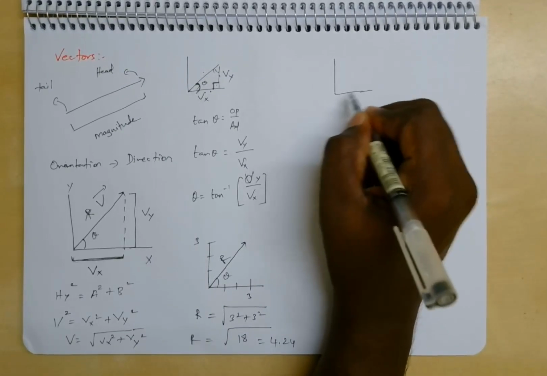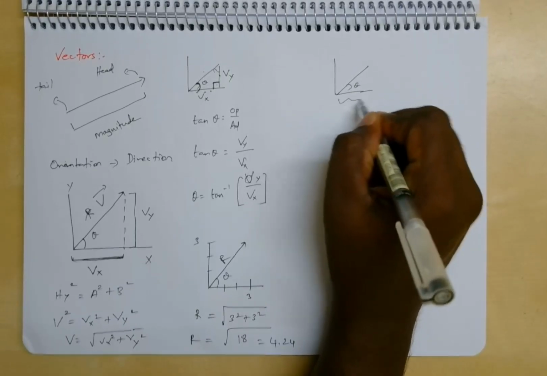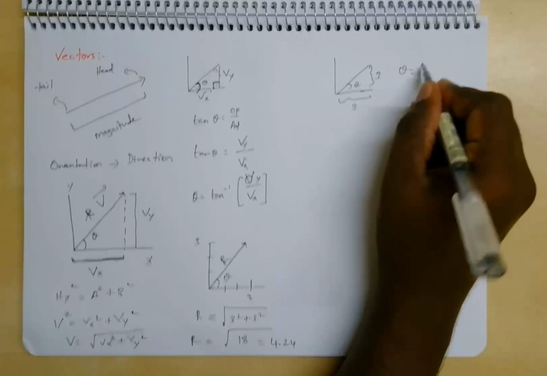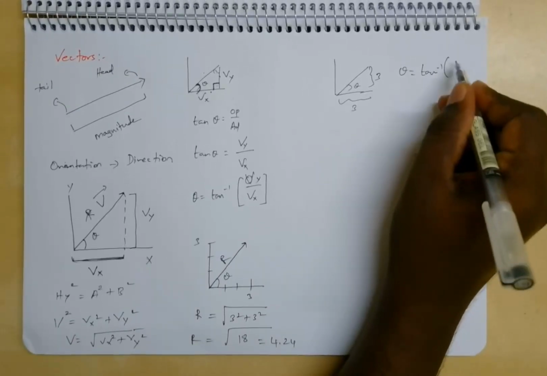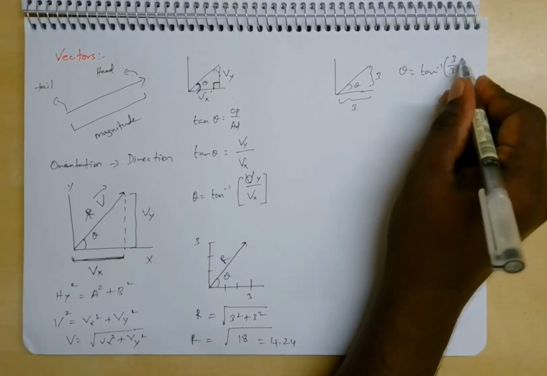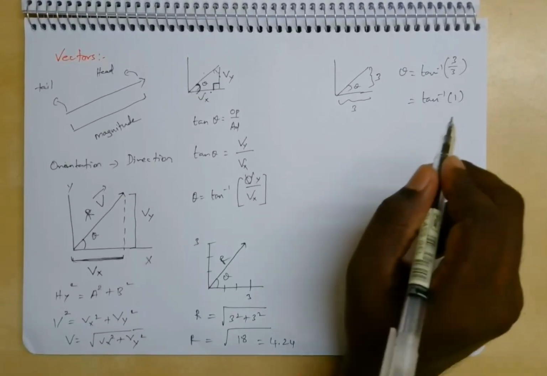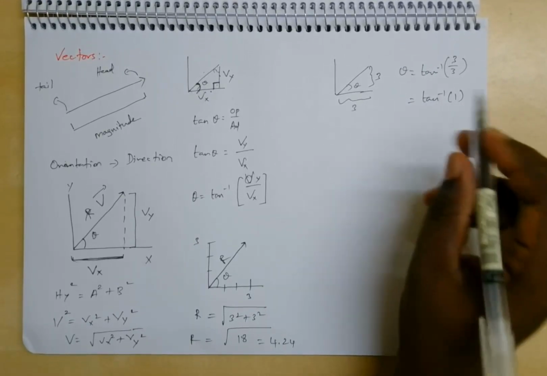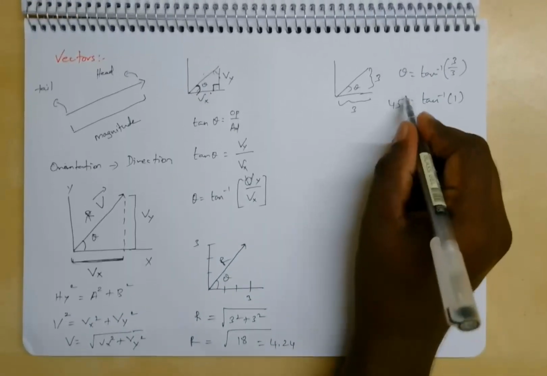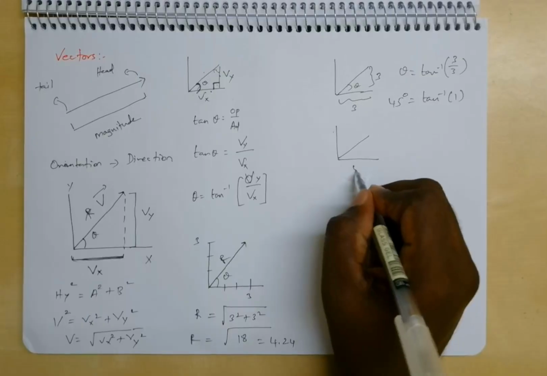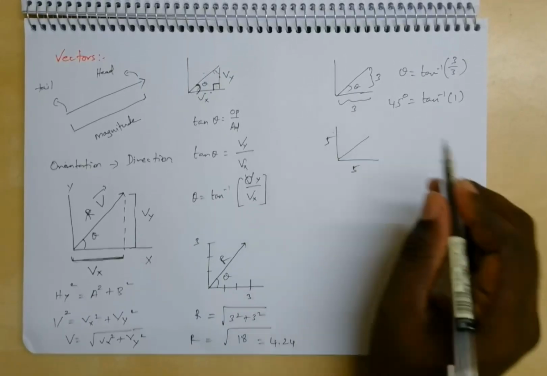Now, we had two things. X part is 3. Y part is also 3. We know that theta is tan inverse of opposite by adjacent. In this case, 3 by 3, tan inverse of 1. So tan inverse of 1 is 45 degree. So, let's take another vector whose x value is 5, y value is 5. What will be the angle?